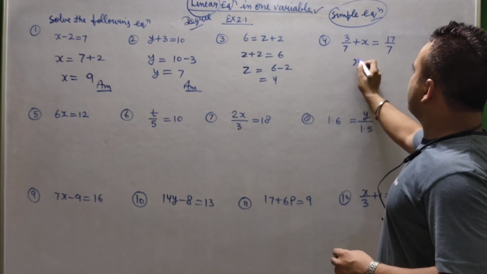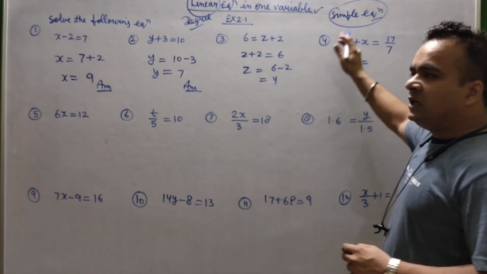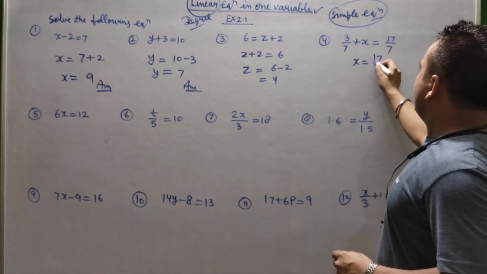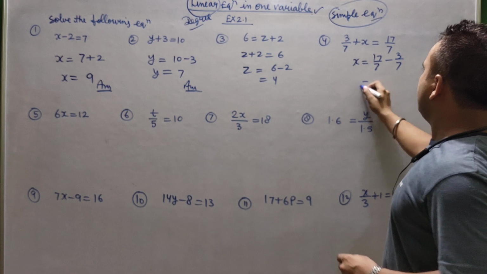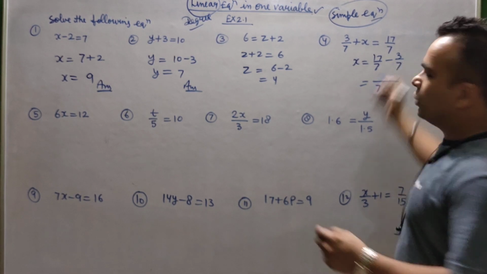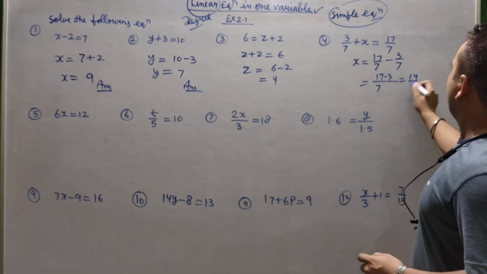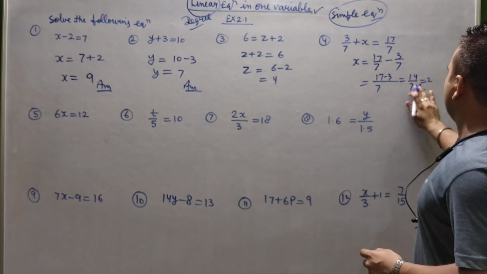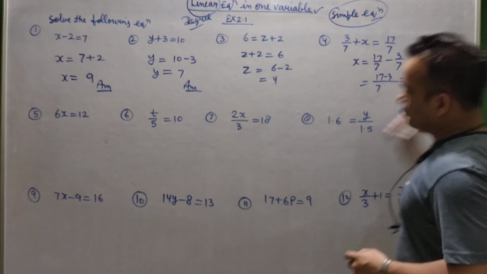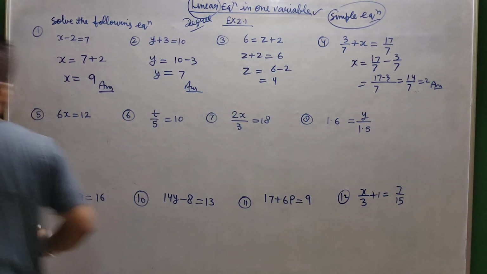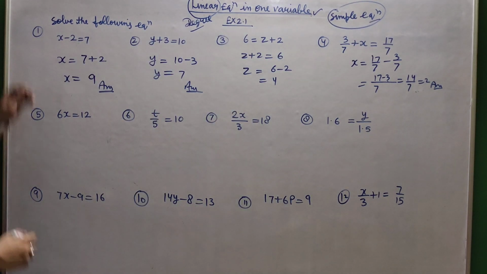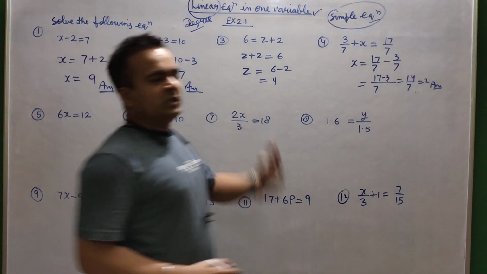In this case you can see x is here alone, and 3 upon 7 we will shift to the other side. You can see that 7 is the LCM, and you know how to solve these sums. 17 minus 3 is 14 upon 7, and you can see that it is 2. So 2 is the answer here in this case. This was the transposition related to plus to minus and minus to plus.